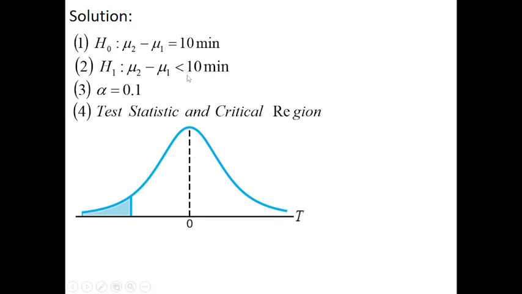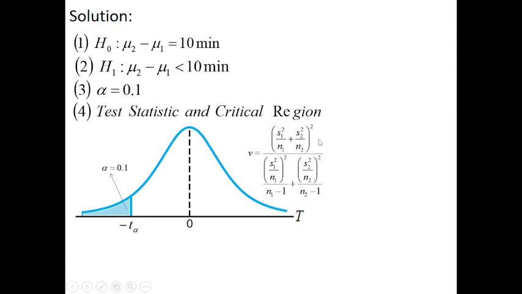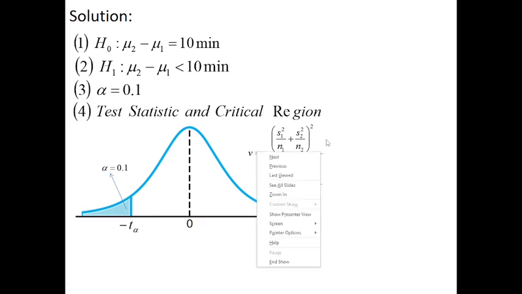So this is less than 10 minutes, so this is now the region. And this is negative t sub alpha, where alpha is now equal to 0.1, the area to the left. And so this is the formula for finding the number of degrees of freedom. So how did we arrive at that? Let's analyze.